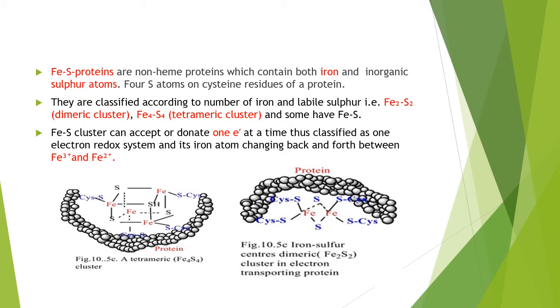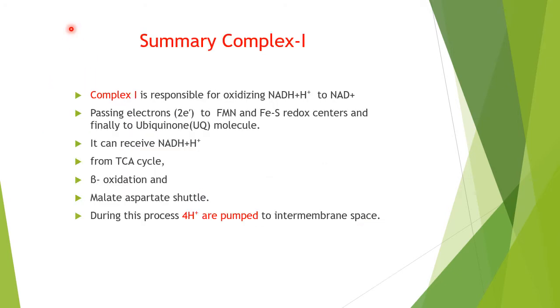This is about the iron sulfur protein. So these are the prosthetic groups which have a role to play in the transfer of electrons, as per the potential, from one carrier to another. In summary, complex 1 is responsible for oxidizing NADH + H+ to NAD+, so we also call it the NADH dehydrogenase complex. It is responsible for passing 2 electrons to FMN, iron sulfur redox centers, and finally to the ubiquinone molecule, or coenzyme Q, which is mobile within the phospholipid layer.